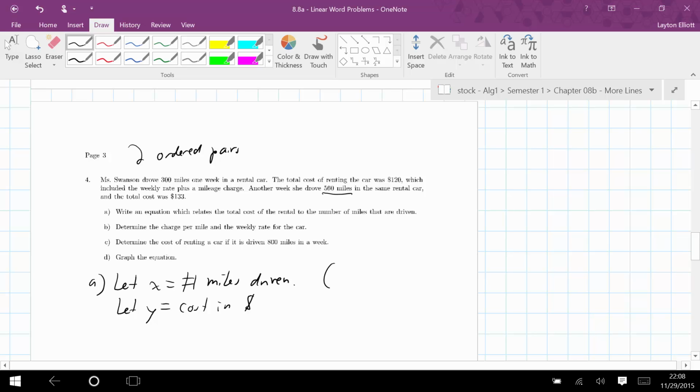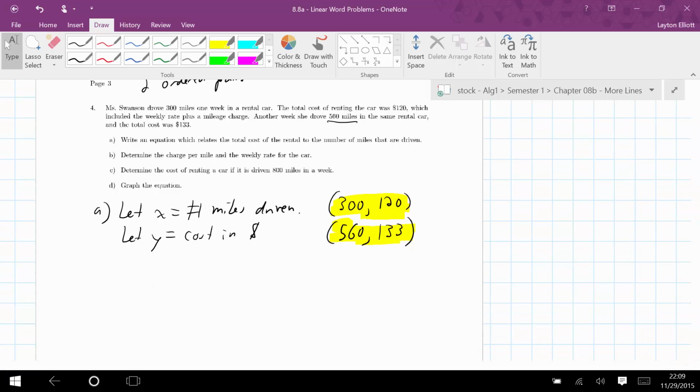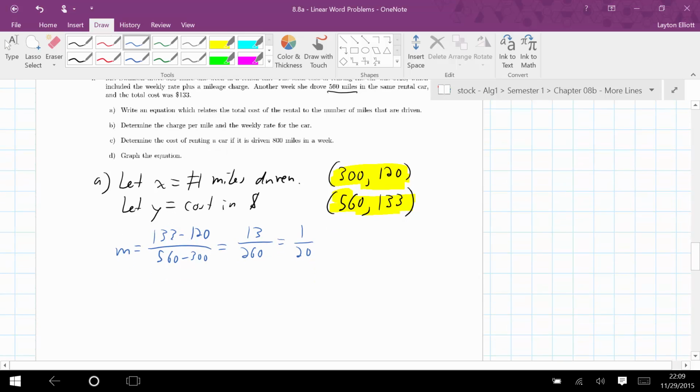One week, if I drive 300 miles, it costs $120. Another time, if I drive 560 miles, it costs $133. I know that if I have 2 points, I can get the equation of a line. I can do that by first finding the slope, 133 minus 120 over 560 minus 300, and that's going to be 13 over 260, which is going to simplify to 1 over 20.